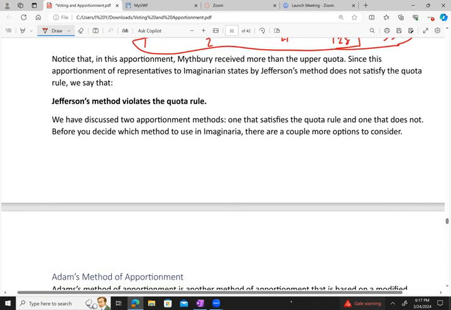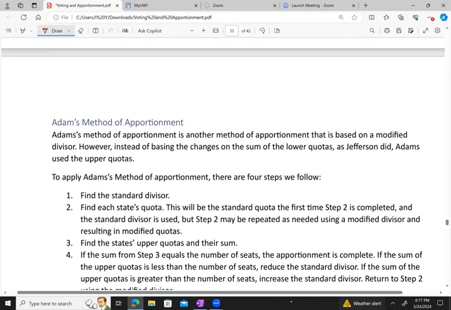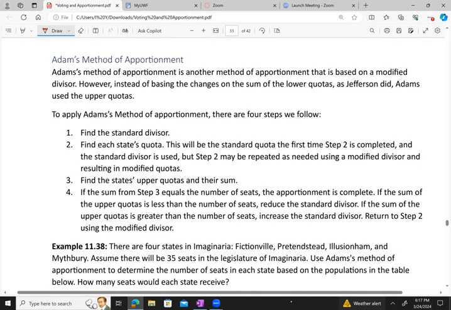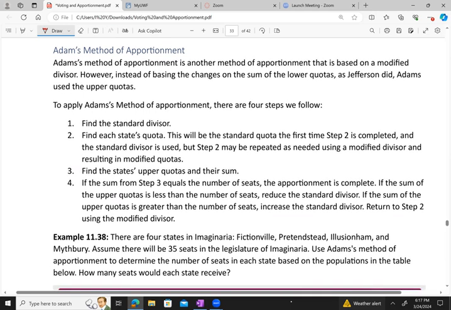Now we've discussed two apportionment methods, one that satisfies the quota rule and one that does not. Before you decide which method to use in Imaginaria, there are a couple more options to consider. Next, we look at Adams' method. Adams' method of apportionment is another method based on a modified divisor. However, instead of basing the changes on the sum of the lower quotas as Jefferson did, Adams uses the upper quotas. To apply Adams' method of apportionment, there are 4 steps we follow.